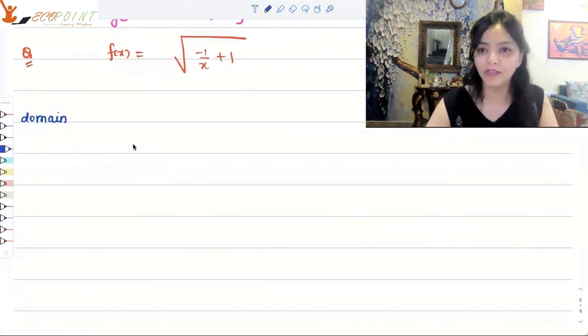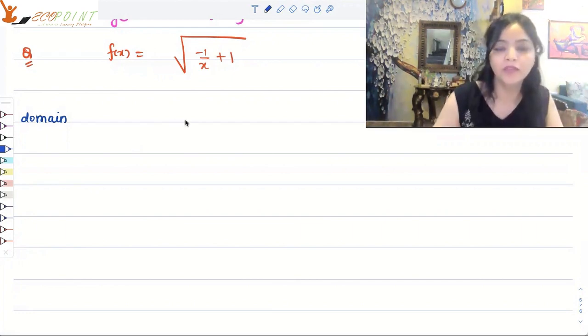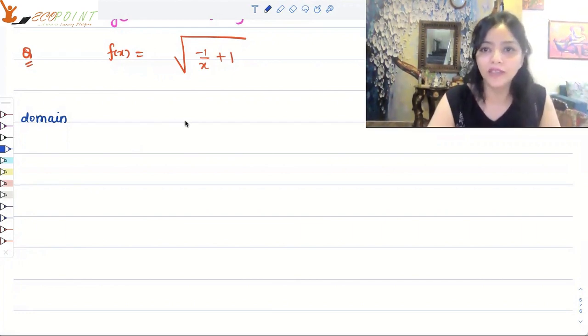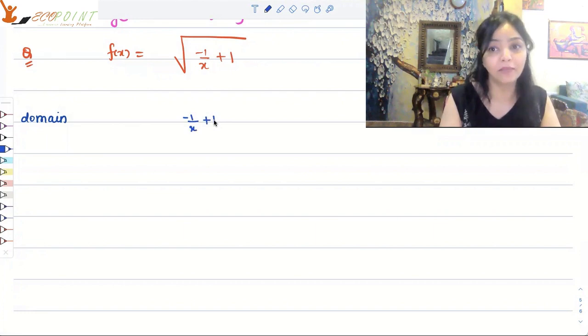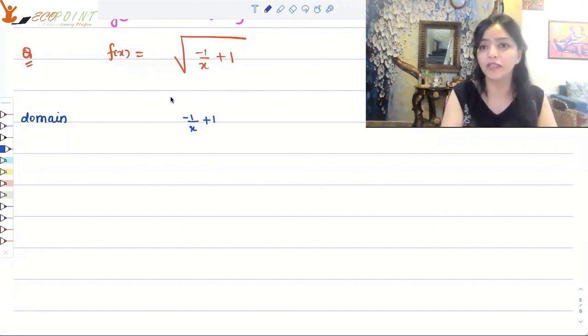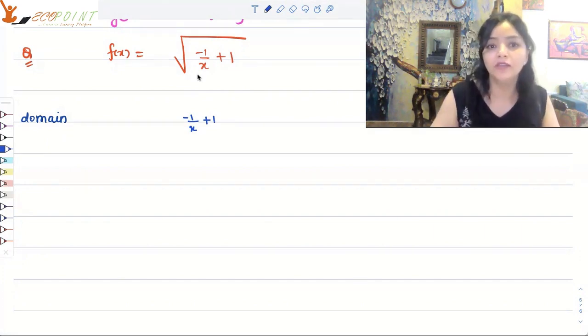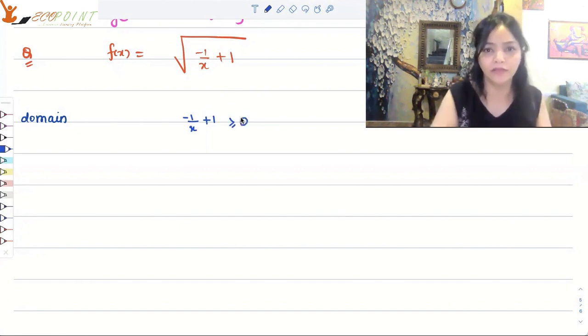Let's understand this process using another example. This time, a little difficult one. So what do we require here? We require to find out the domain for a function, square root of minus 1 upon x plus 1. What do we have here? Minus 1 upon x plus 1. In the previous example, you understood that the input for a square root function, an even root function, cannot be negative. So whatever is inside this square root has to be greater than or equal to 0. That's the condition for domain, right?